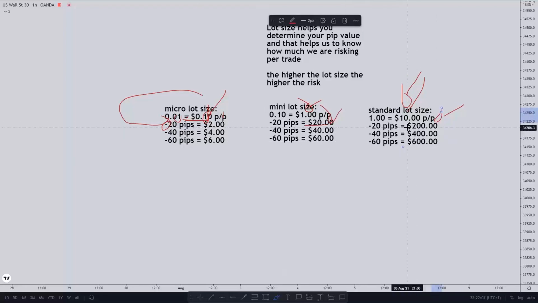So if you open a position on a standard lot size, this means that now if your stop loss is 20 pips and then it moves against you, you're going to be risking $200 on that position. And then if your stop loss is 40 pips, you're going to be risking $400 for that position. If your stop loss is 60 pips, that means you're going to be risking $600 on that position.